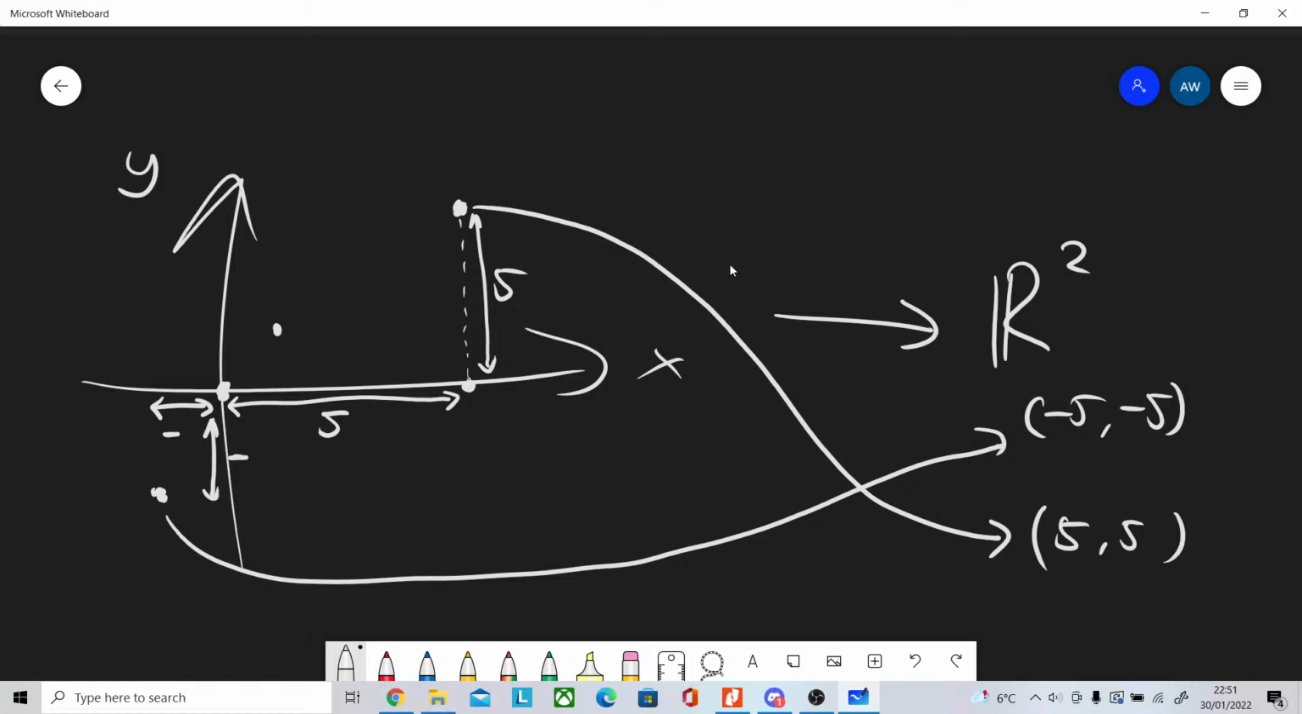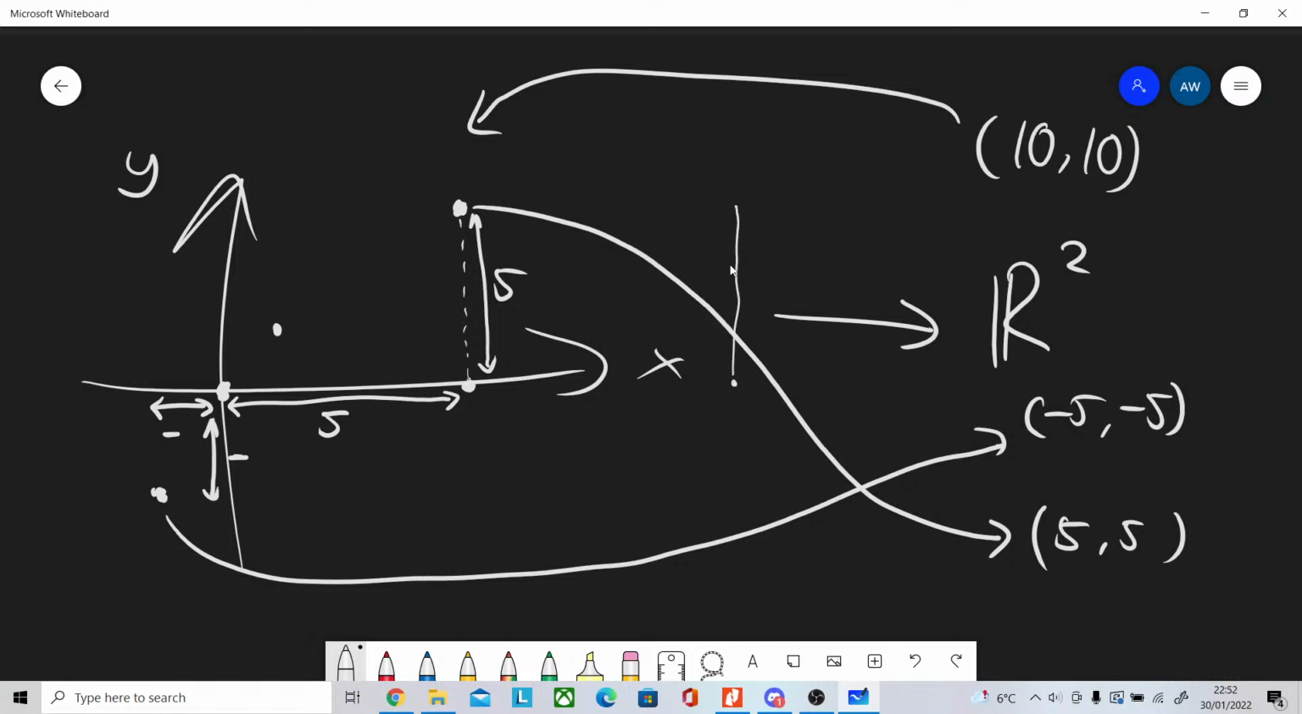If you give me a pair (10, 10) from R squared, I can convert that back into the plane. How am I going to do it? Well, I'm going to measure a distance of 10 from the origin along the horizontal line, and then I'm going to go up by 10 as well. And then that's going to be the point, right? (10, 10) gets mapped to this point.